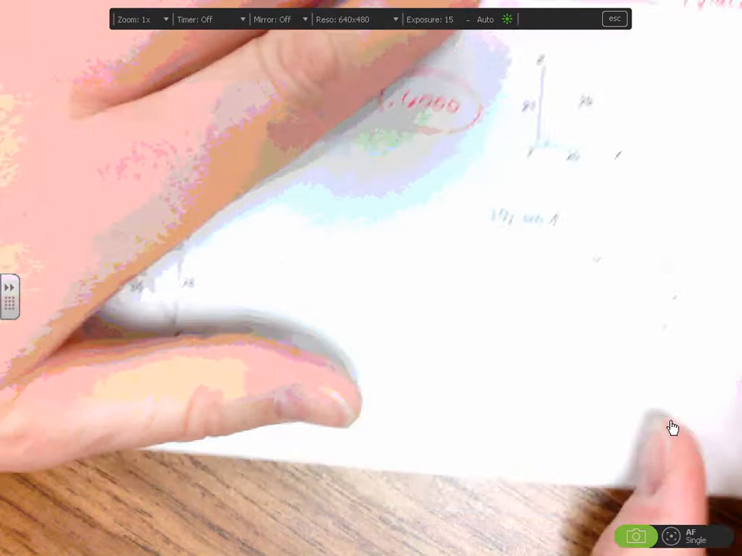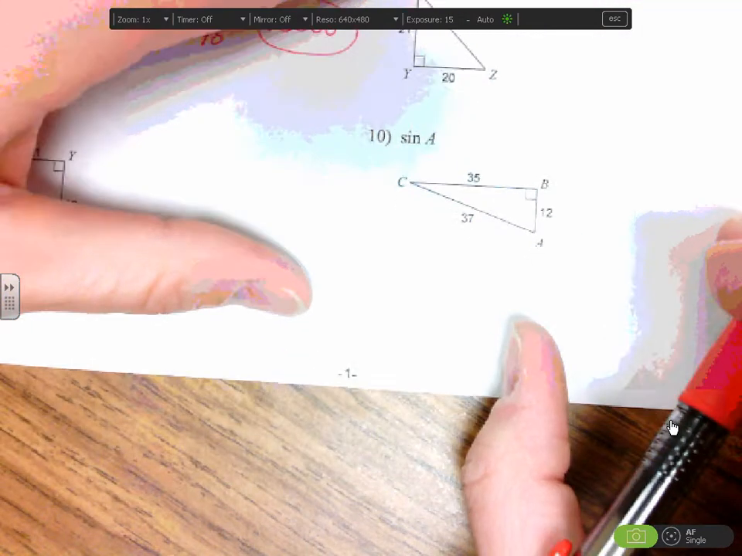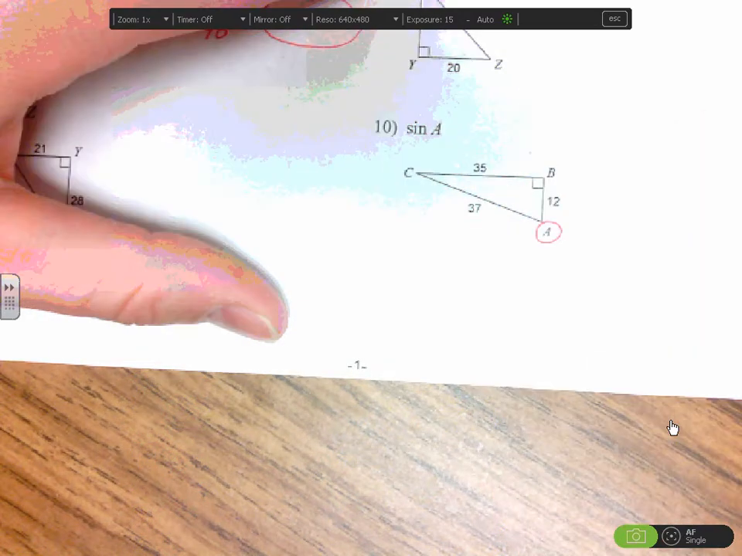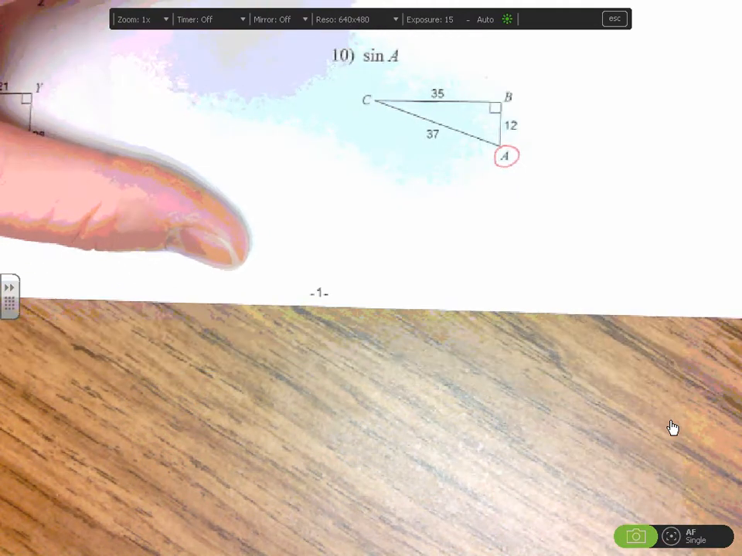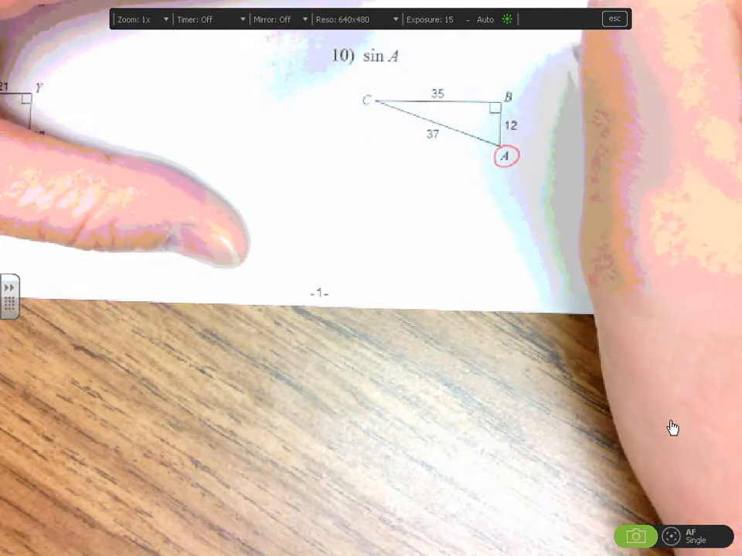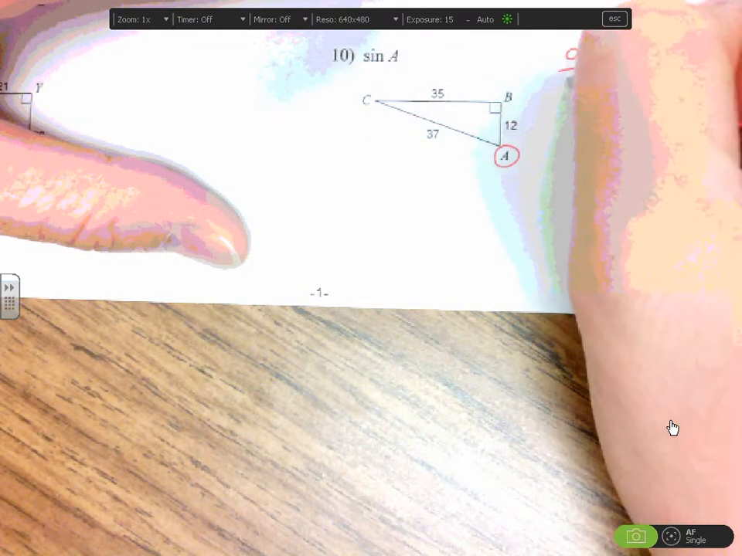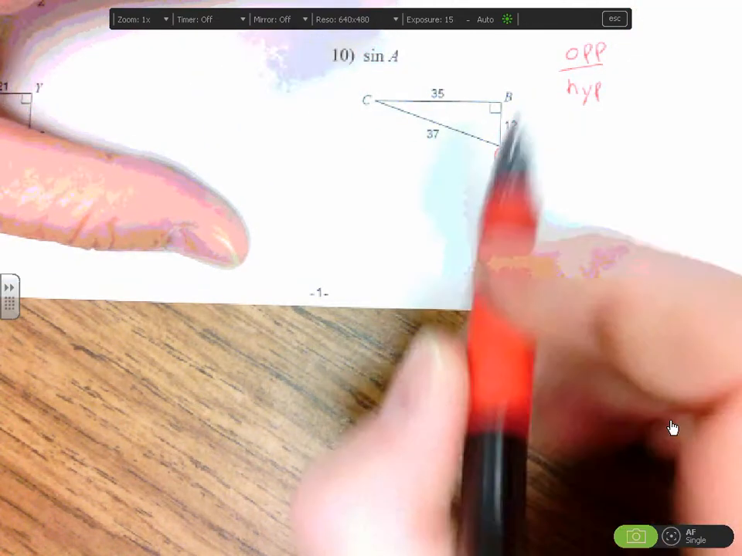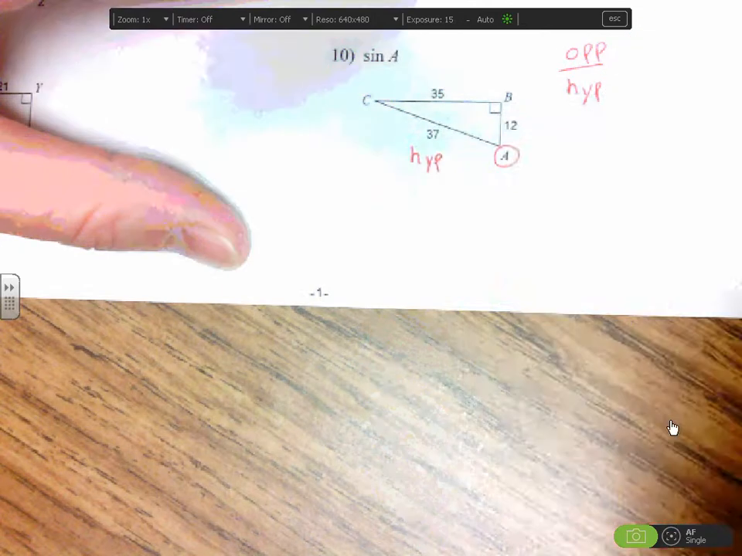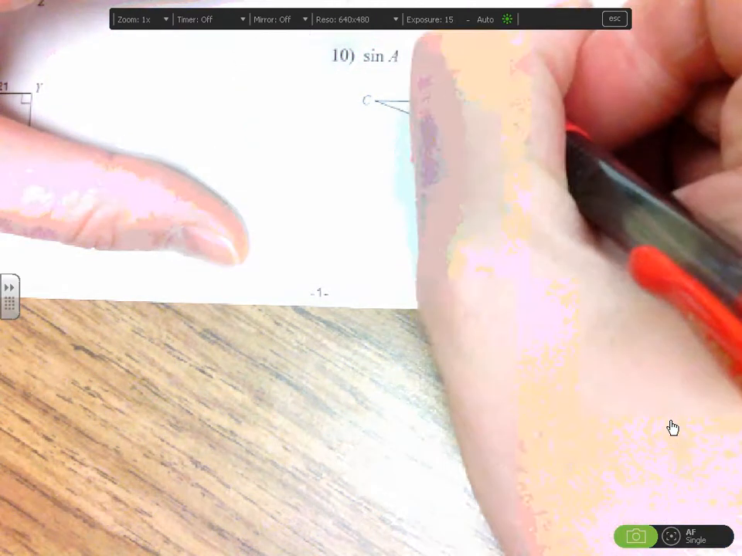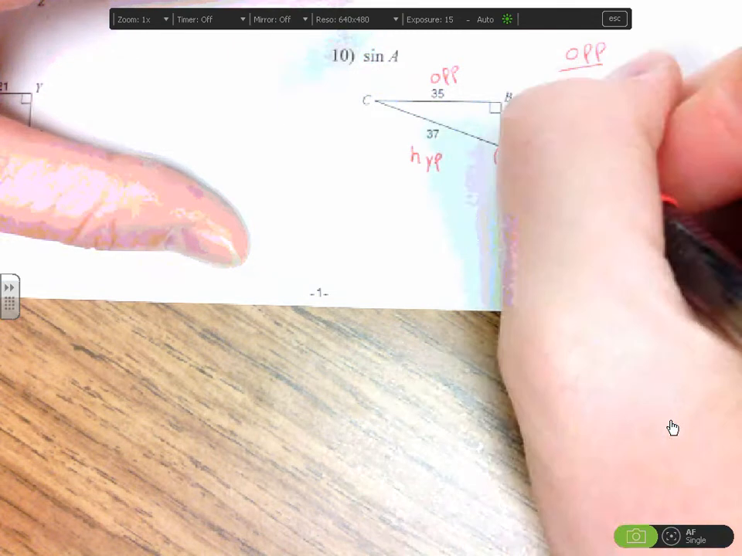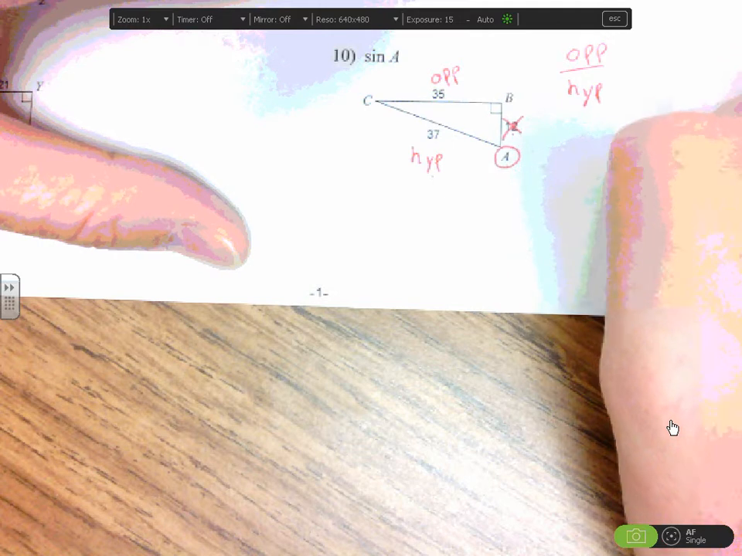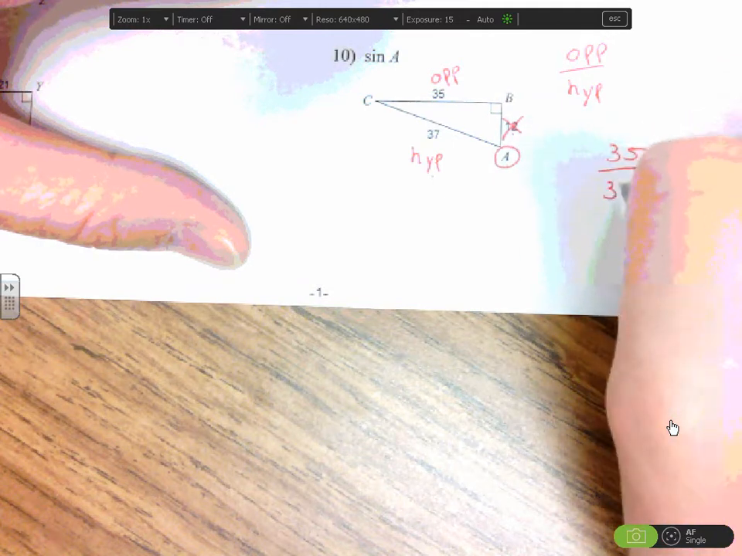Let's do number 10. Number 10 now says the sine of angle A. So I'm going to circle this angle A. And I know sine from SOHCAHTOA is opposite over hypotenuse. So let's label. Sometimes it's easiest to find the hypotenuse first, that one. Opposite is directly across. So the 12 I'm not going to use. That's my adjacent side. So opposite over hypotenuse would be 35 over 37.